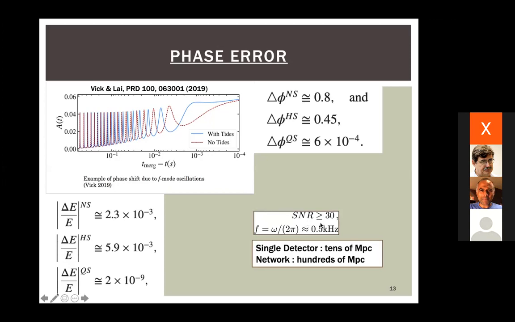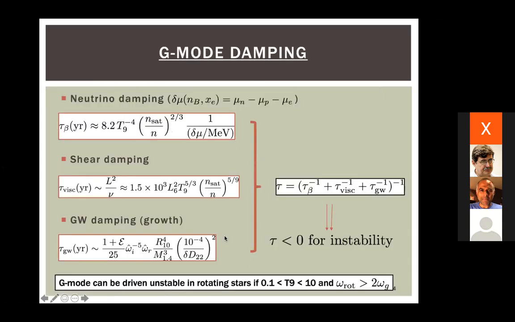It appears that for the kind of frequencies that we're talking about, we need a signal-to-noise ratio of about 30 or more, which means with a single detector, we probably need an event like GW170817 that happened very, very close. But with a network or with improved sensitivities, the hope is that we can detect such events up to hundreds of megaparsecs. In closing, I think I'll talk about the damping time, maybe if it's raised in the discussion.